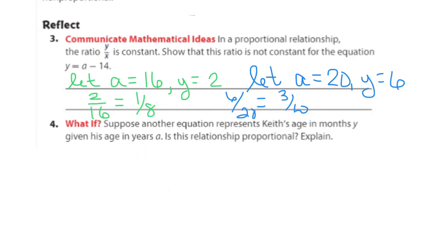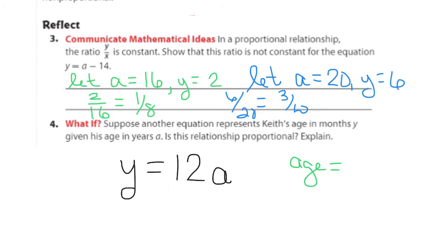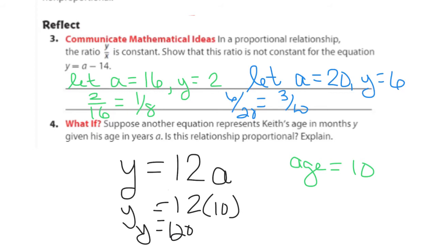So that equation would look something like this. Y would equal 12A. So whenever I know his age, A, let's say he's 10 years old. So if he's 10 years old, Y would equal 120. So if he's 10 years old, he'd be alive 120 months.